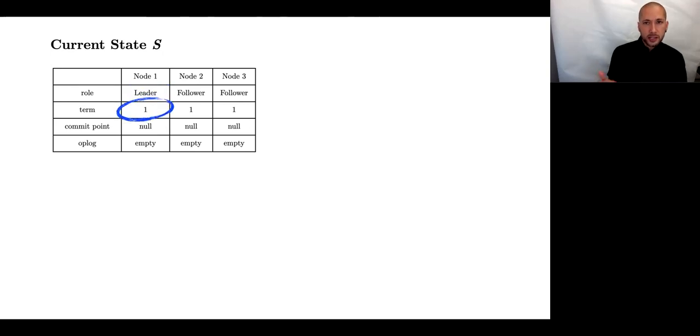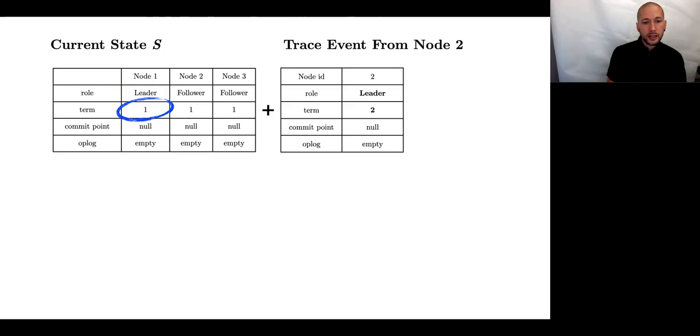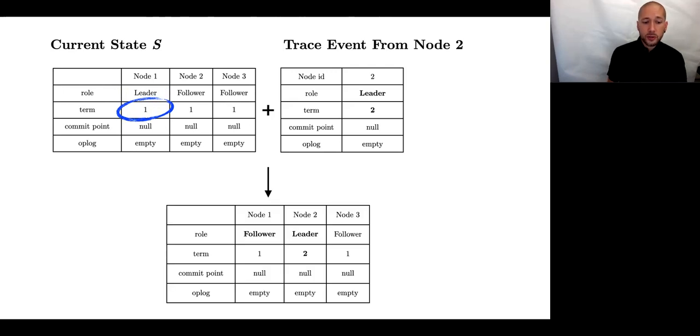To get the next state in the sequence, we combine this with a trace event. So let's say that node 2 becomes leader in term 2. Our Python script combines the current state with the new event to produce a new state where node 2 is the leader and node 2's term is 2.